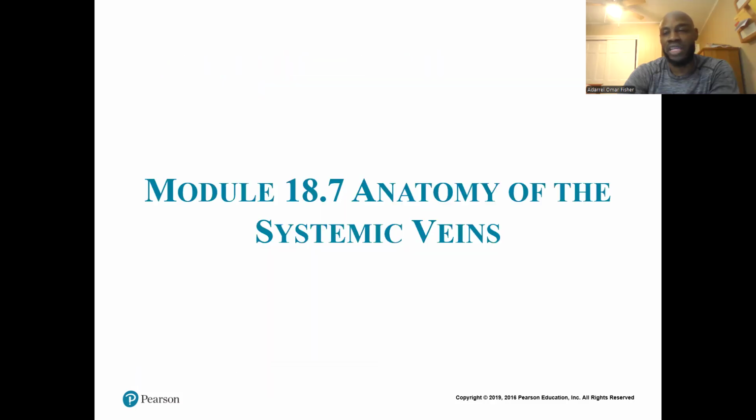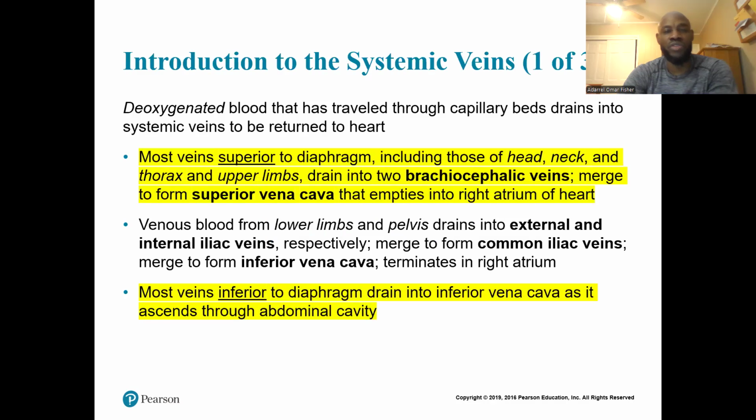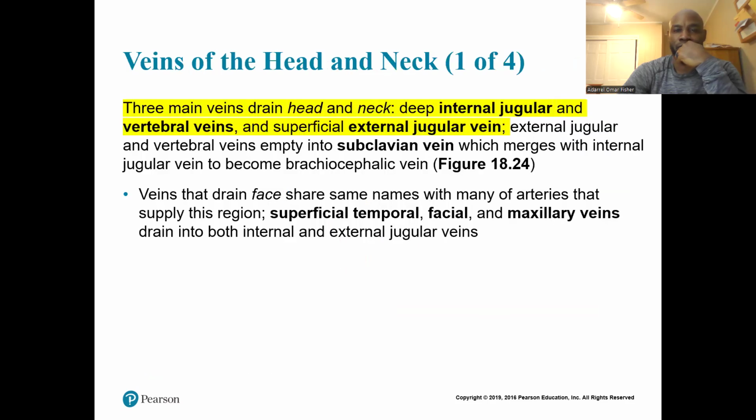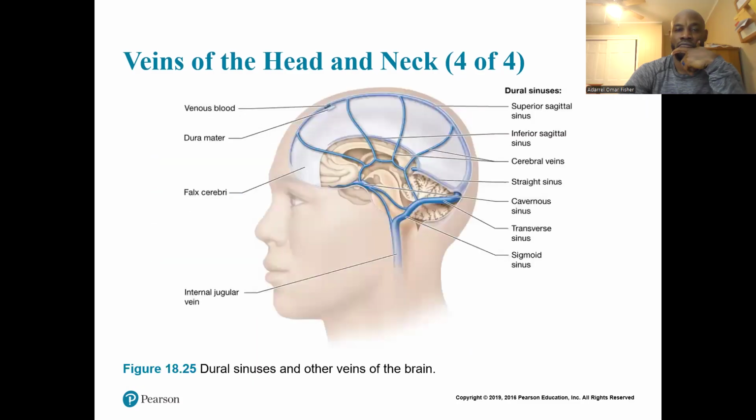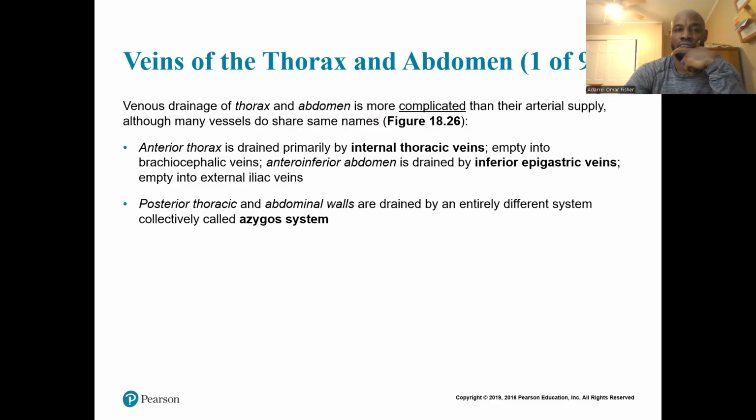Then there are the systemic veins. You can go through all of those. There are three main veins that drain the head and the neck. The internal jugular, that's a very important vein, the vertebral veins, and then the external jugular veins. See those there. Veins of the thorax and abdomen.